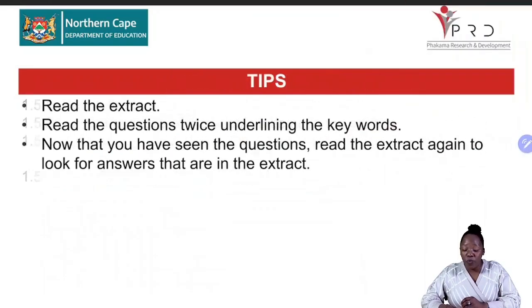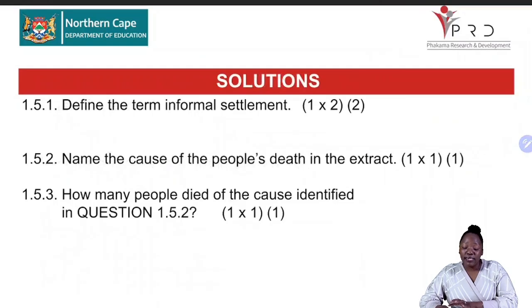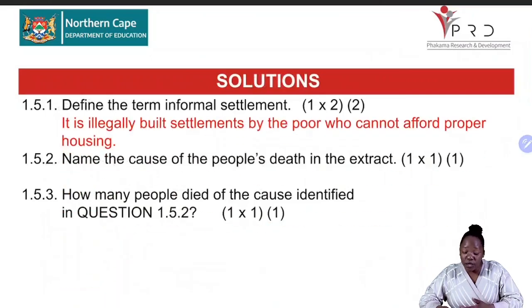I believe that we are all done. So again, you read the extract, going through the tips, and you read the question twice, underlining the keywords, and now you have seen the questions. Remember, you read the extract again, looking for the answers, and we have done all of these 3. So, looking at our corrections, you are supposed to first define what the informal settlement is, because our extract is based on the informal settlement.